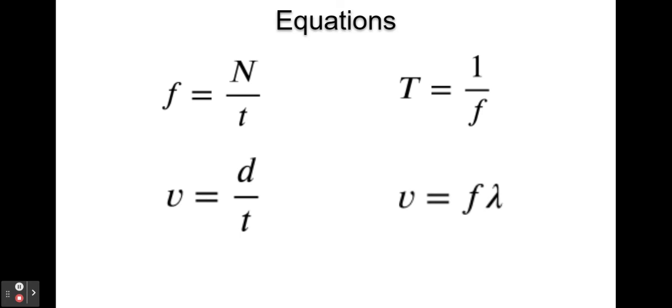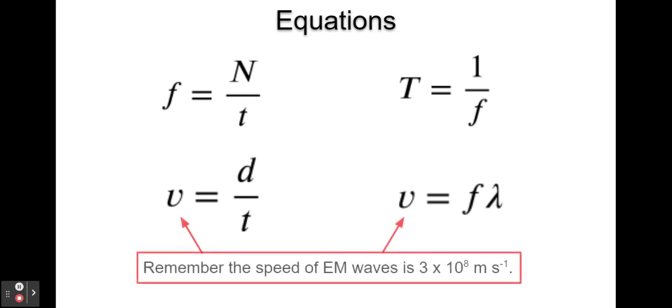When carrying out problems using the electromagnetic spectrum, please remember that the speed of electromagnetic waves is 3 times 10 to the power of 8 meters per second, the same speed as light in a vacuum. You will not necessarily be given the speed in the question. You have to remember this.